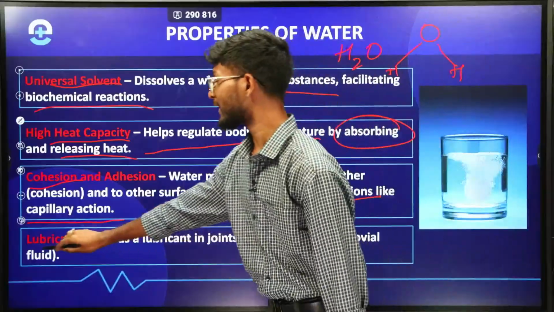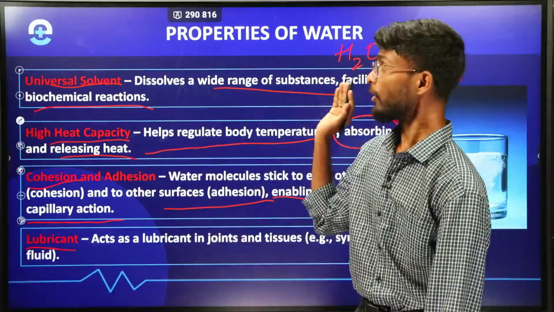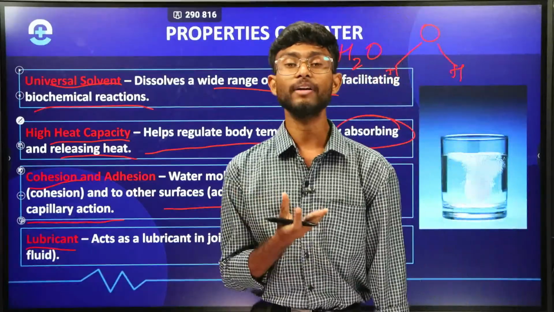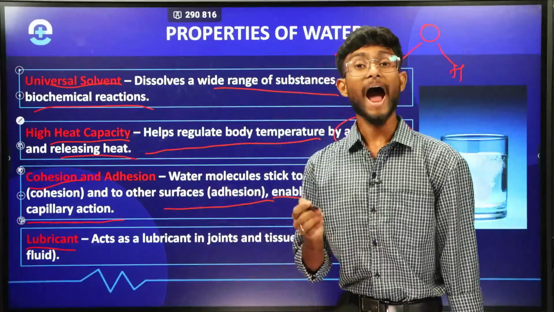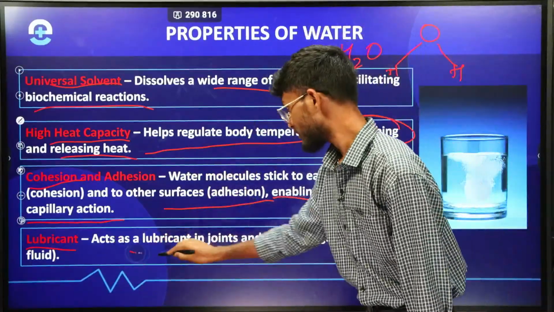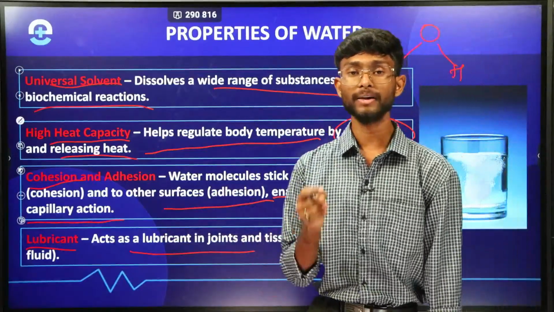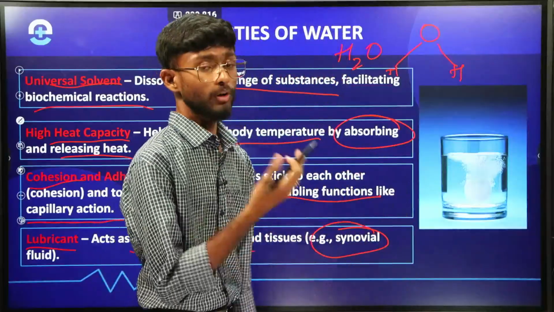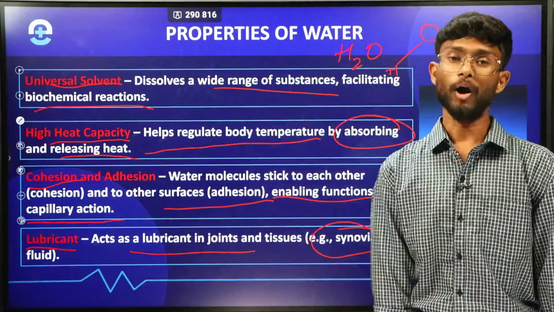Next, lubricant. Water acts as a lubricant. What do you mean by lubrication? Which reduces the friction, you call it lubrication. So it acts as a lubricant in the joints and tissues, like synovial fluid. In between the joints you will get the synovial fluid. So these are the properties of water.